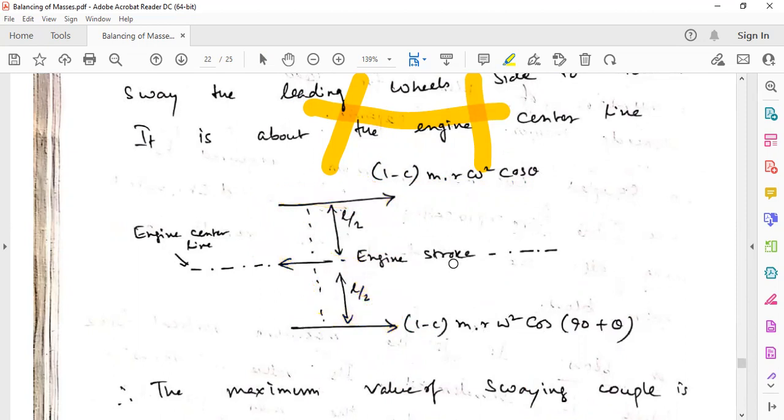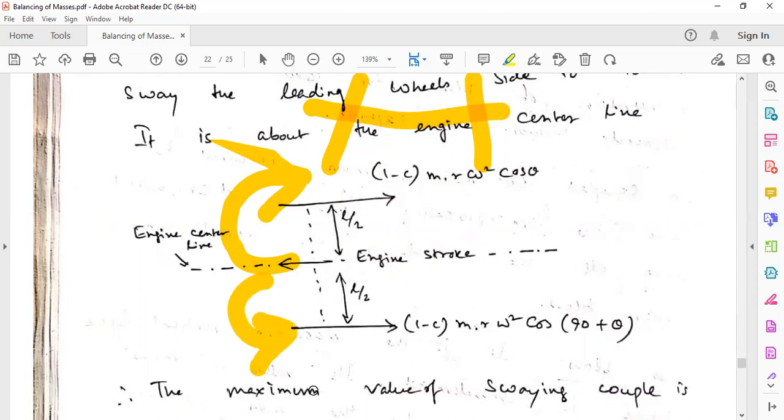You can see that this one and this one cause a couple like this, a rotation. Let me show it again. This type of couple is caused, isn't it? This is going in this direction, this is going in this direction. This kind of rotation is caused by this. And considering this one and this one, we have a couple like this.